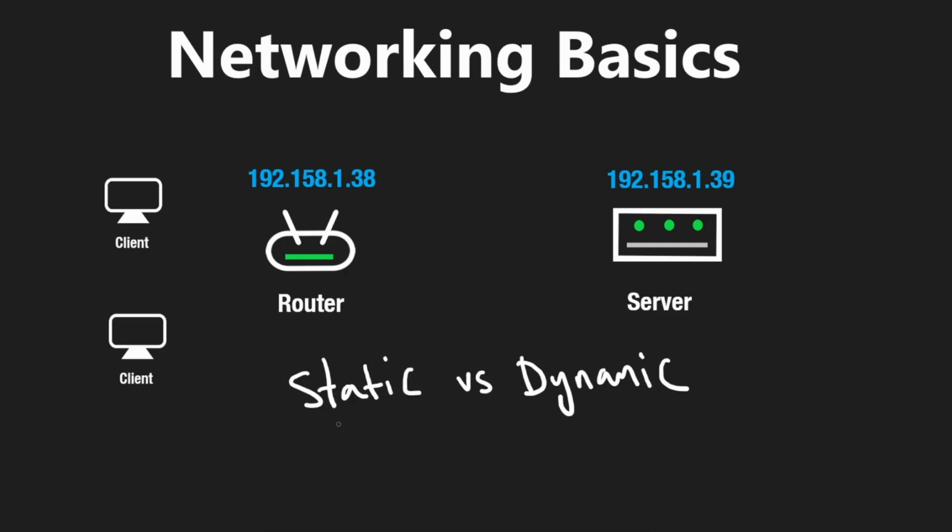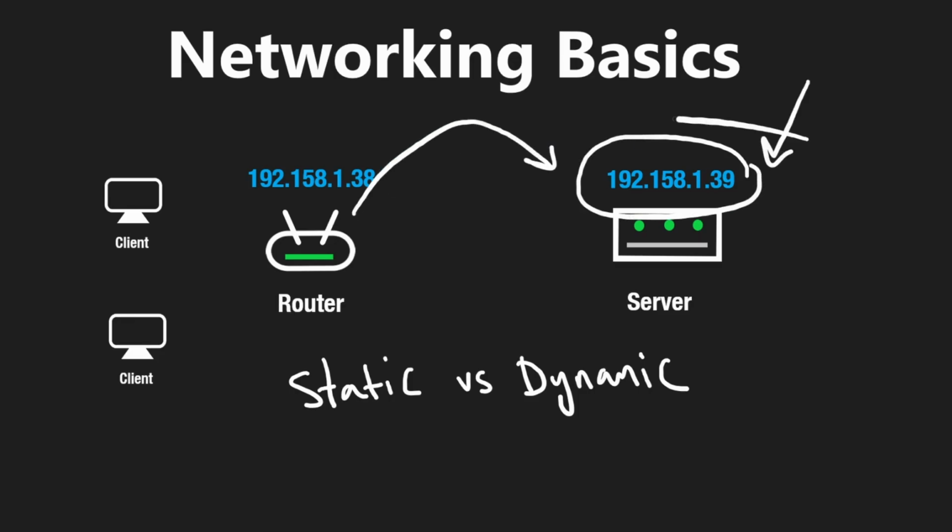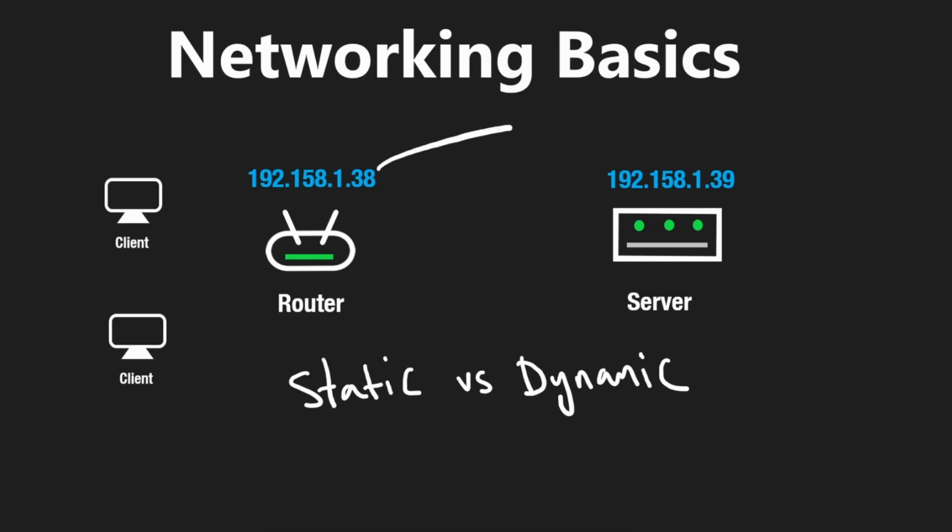There's also this concept of static IP addresses and dynamic IP addresses. Static, as the name implies, are IP addresses that do not change. This would be more important for the server side, because if clients are making a request to a machine, that IP address should be constant. What if this server got a new IP address? That would be kind of annoying from the client's perspective.